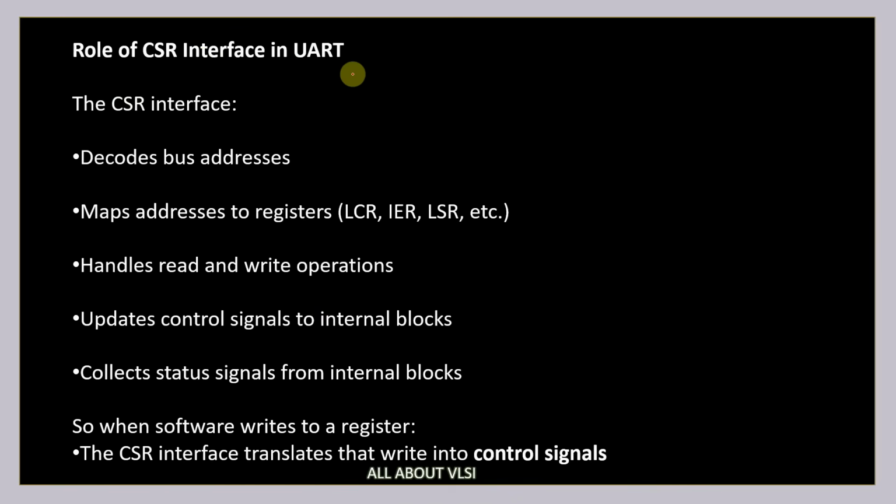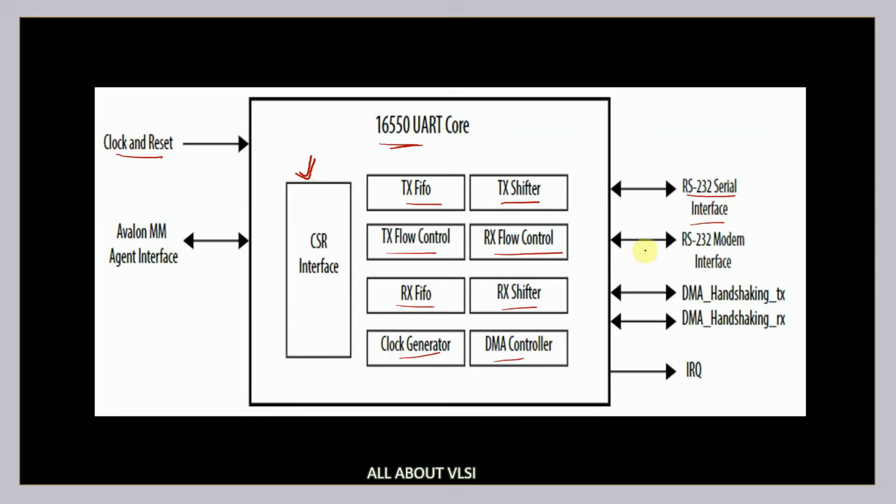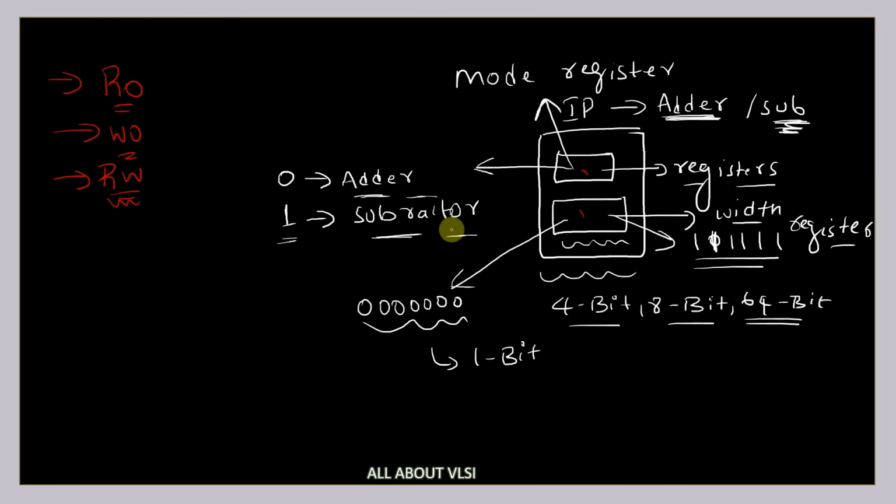What are the roles of the CSR interface? It decodes the bus address and maps the address to the registers, handles read and write operations, updates the control signals to internal blocks, and collects status signals from the internal blocks. When the software writes to a register, the CSR interface translates the write into control signals. Now, what do I mean by this? Let us come back to our adder IP. Let's say again we have this adder IP, right?